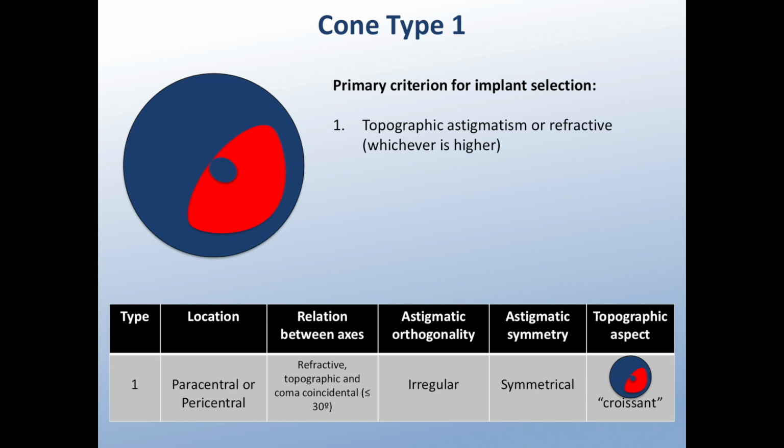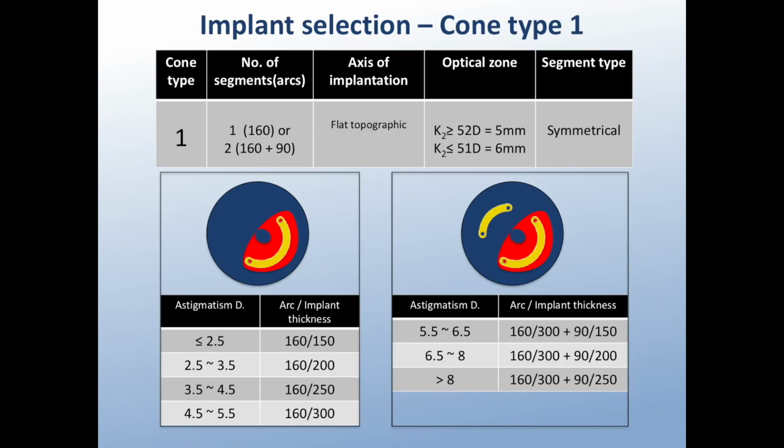The identification of the type of ring to be implanted in the case of keratoconus of phenotype 1, called croissant, is relatively simple. We start by understanding the radius of the curvature of the cornea, so up to 52 diopters, we can use 5 millimeters. Above 52 diopters, we must use 6 millimeters. And we recommend using 6 millimeters also in patients with particularly large pupils.